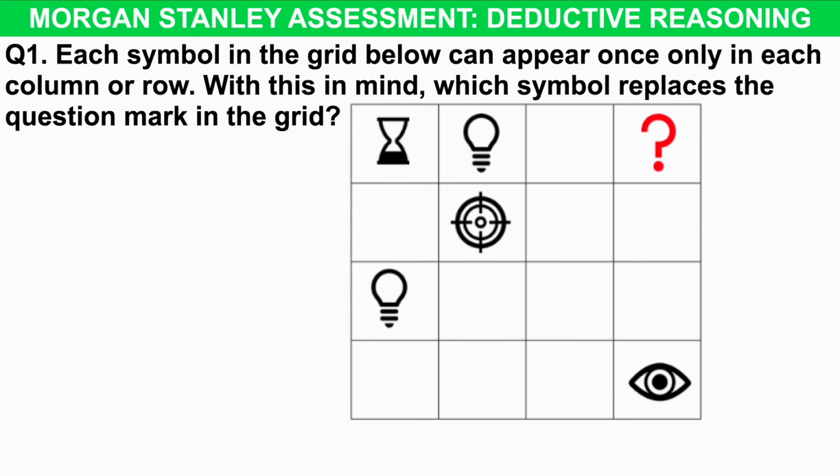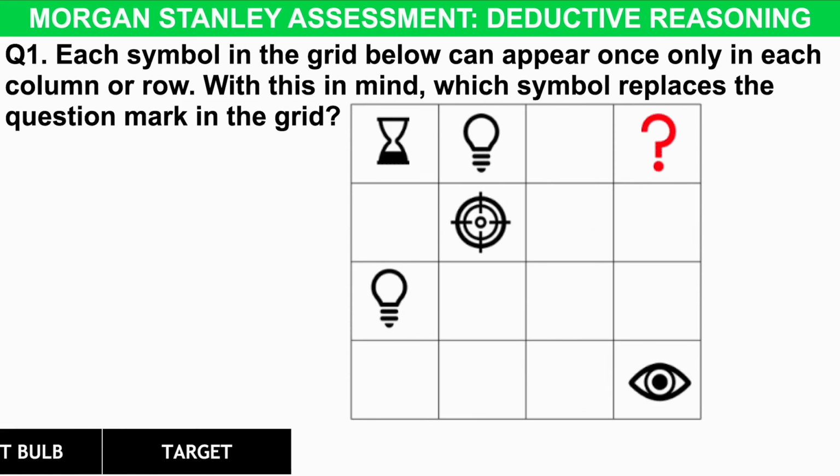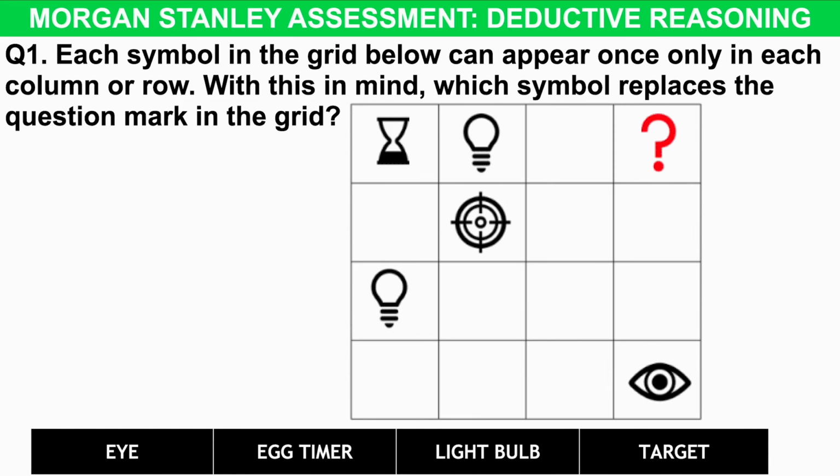And if you've ever played a game of Sudoku with numbers, this is a very similar type of assessment. Here are your answer options: I, egg timer, light bulb and target. We can see one of those symbols already presented on that grid. So which symbol replaces that question mark in the grid? Remember, each symbol can only appear once in each column or row. Have a go at this yourself and let me know if you can get the answer. If you want to pause the video, please feel free to give this a go. If not, I'm going to give you a couple of practice questions under time conditions on the next few slides.